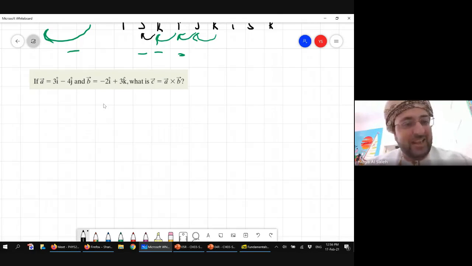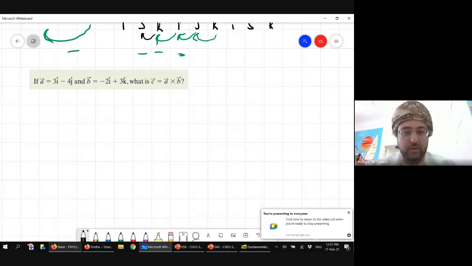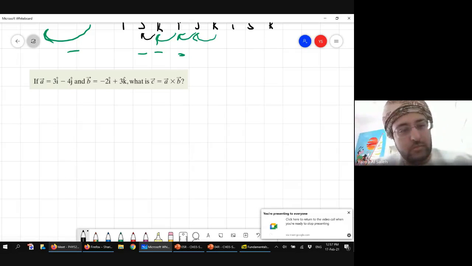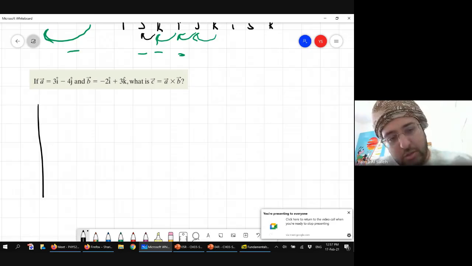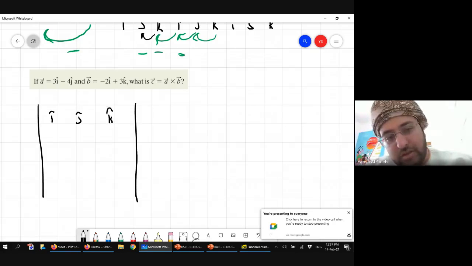Okay, let's do this sample problem from the book. If A equals 3i minus 4j and B equals minus 2i plus 3k. The same A and B we did the dot product with before, now we want to do the cross product. Okay? How do we do it? First, I will do my matrix. I will write i, j, k.